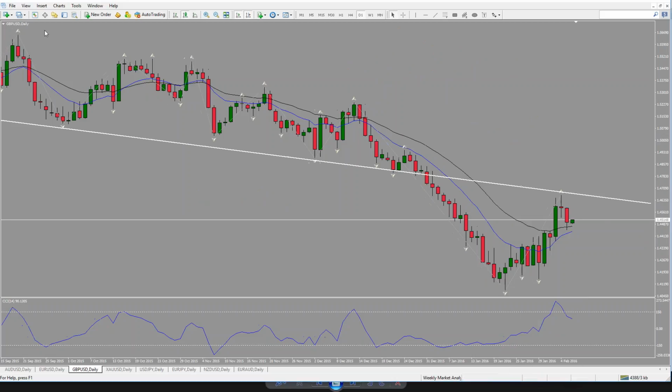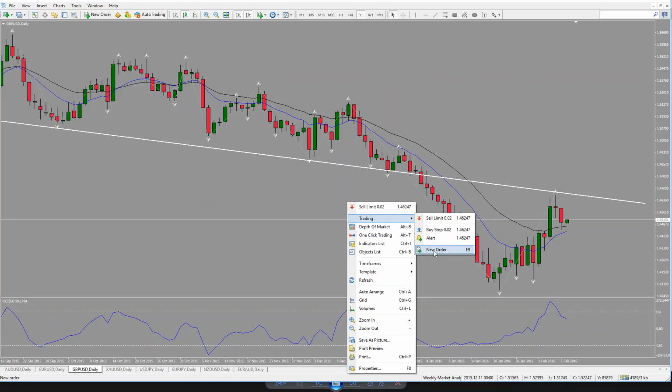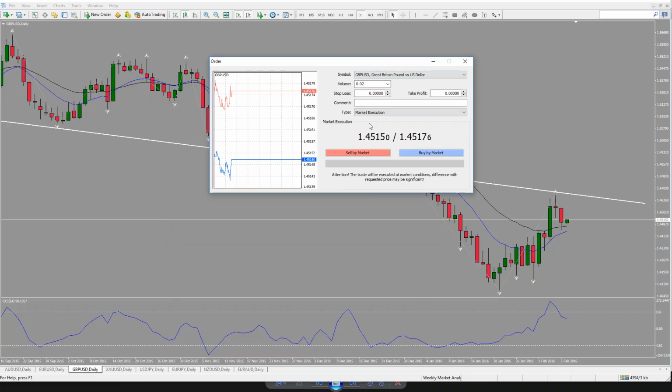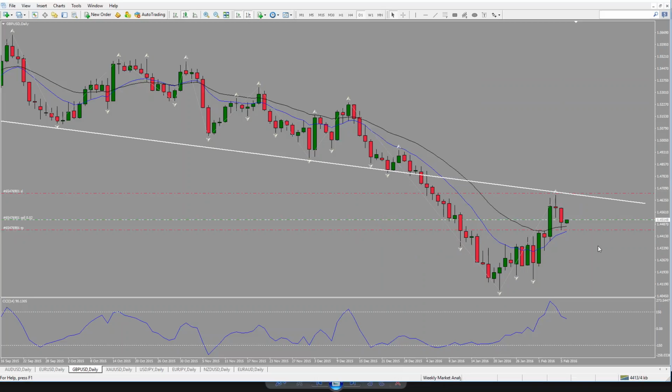Oh, wait, let me check the account I'm in. Yep, I'm in the right account. 0.02. Stop 146.77. And I'll just put any target, I'll adjust it in one moment. 144. And I'm going in at market. That's it. Let me adjust my target now.